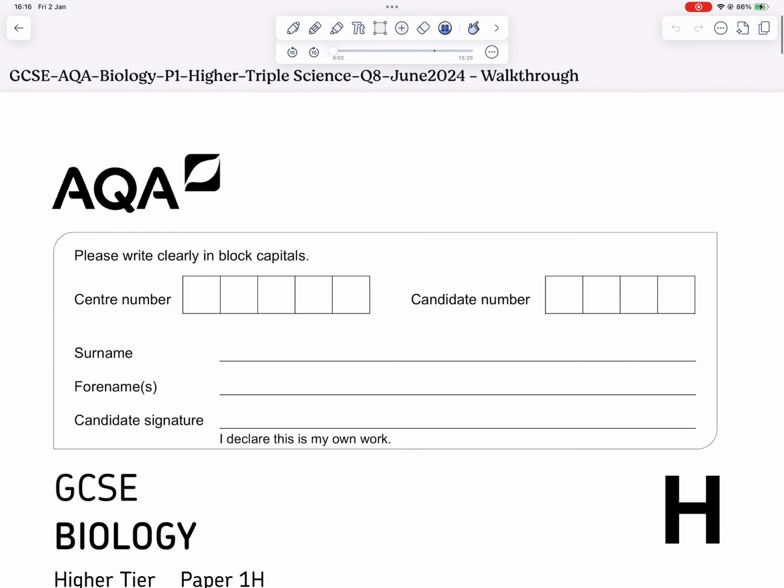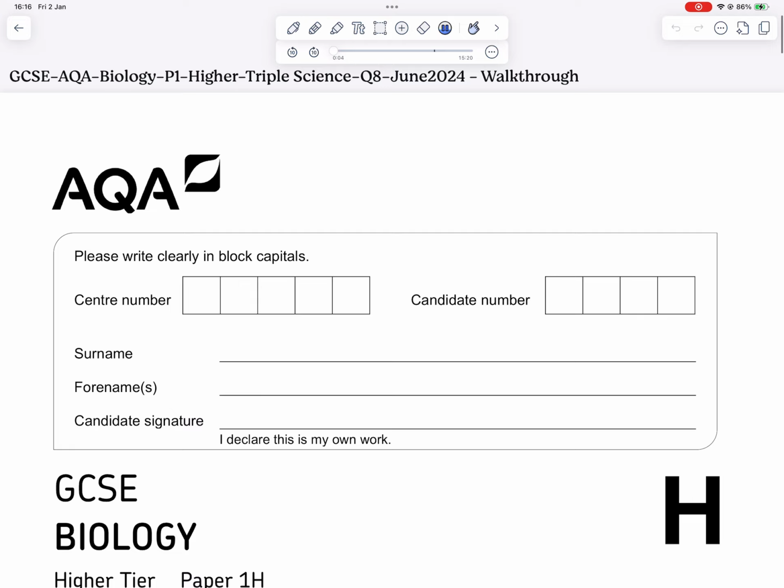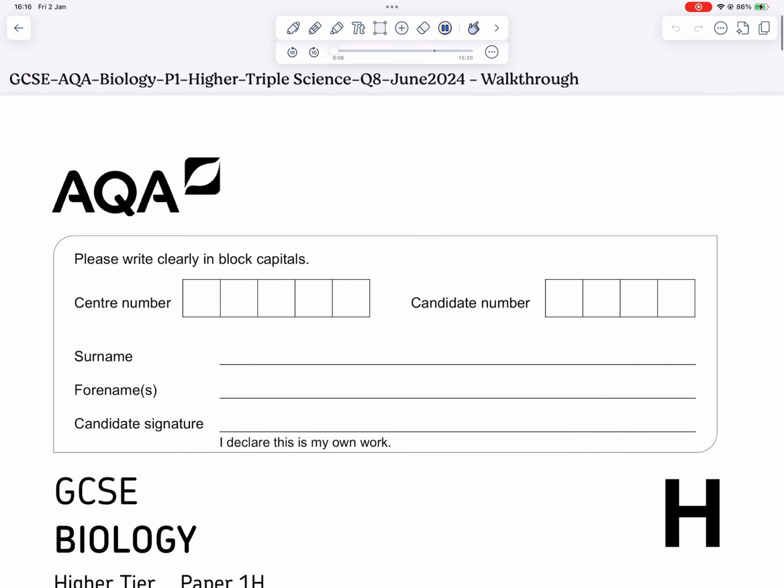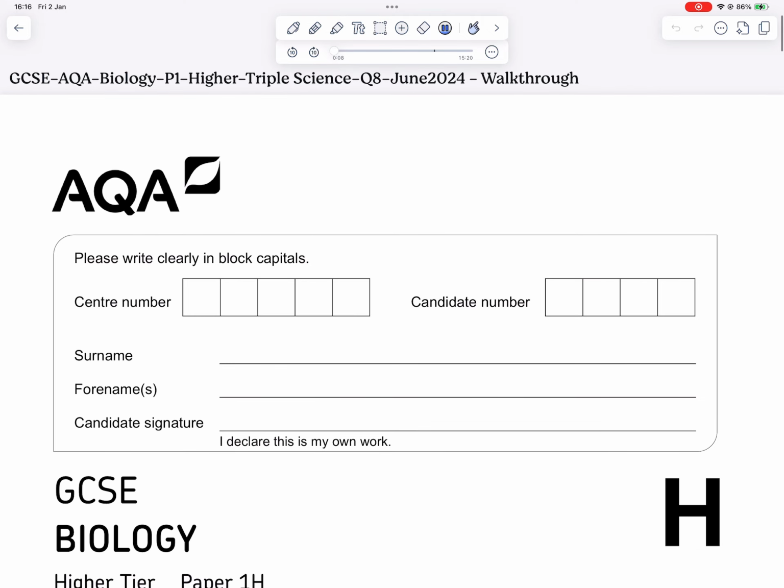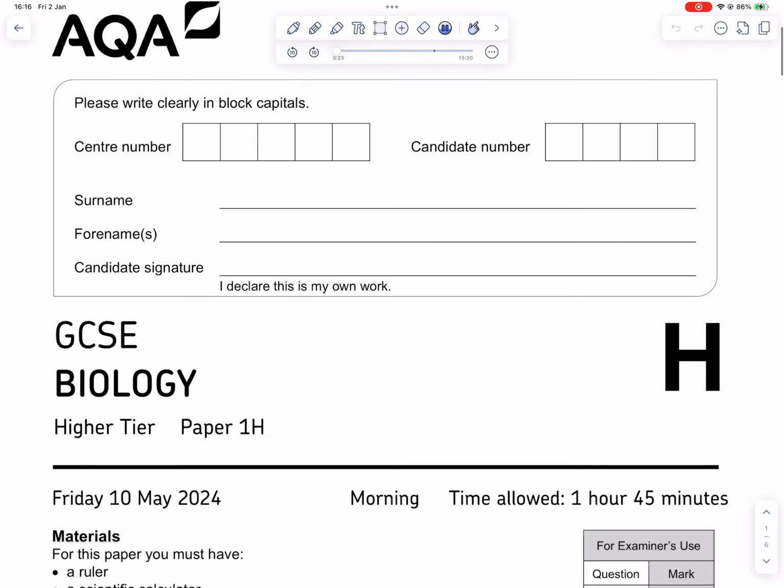If calculations, diagrams, and cancer biology make you nervous in exams, stay with me. In the next few minutes, I'll show you how question 8 of this GCSE AQA Biology Paper 1 for higher triple science students from June 2024 can actually become a scoring question if you follow the examiner's method.